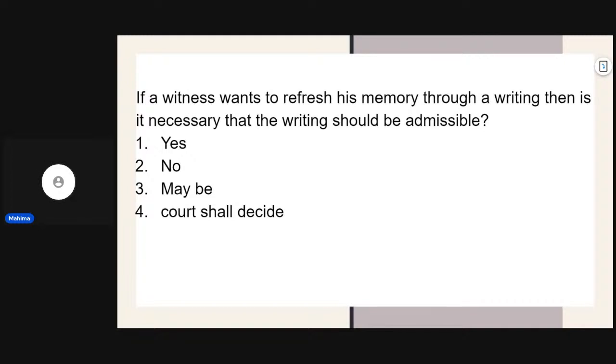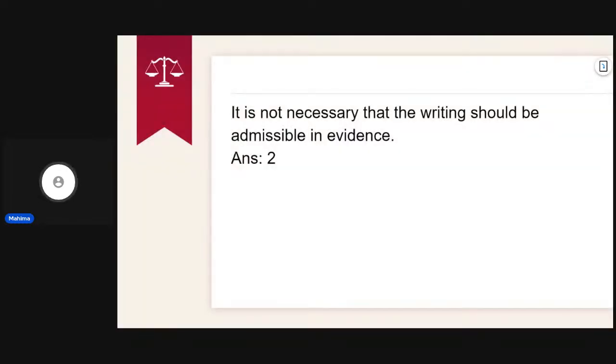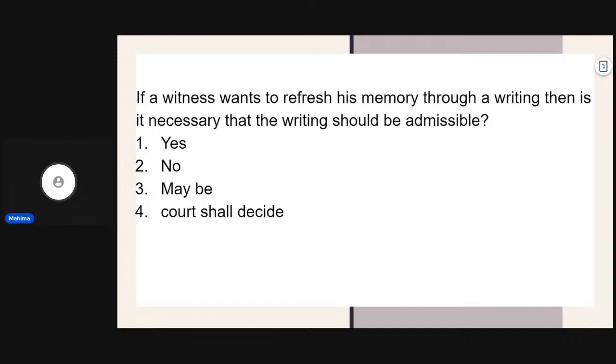Okay, if a witness wants to refresh his memory through a writing, then is it necessary that the writing should be admissible? Yes, no, maybe court shall decide. Come on, guys, very easy. I also need in the comment box which is the relevant section for refreshing the memory under the Indian Evidence Act. Okay, okay. Kritika and Shaktija are saying yes, it is not necessary the writing should be admissible in evidence. Admissible or not, the memory has to be refreshed. FIRs are not sometimes. It is 159. Sometimes the documents are not admissible as evidence, are not substantive evidence, but memory can be refreshed.